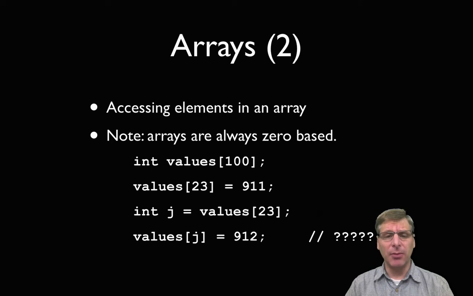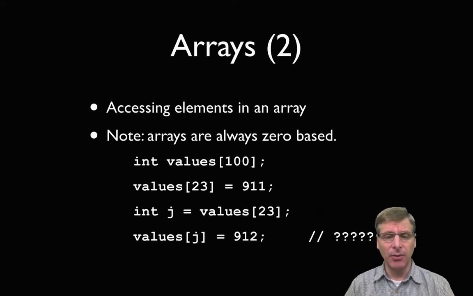In the first example, I'm showing I can use an individual subscripted element in the array in any location where I'd use any normal variable of that type. I've got the statement values sub 23, and that's normally how we'll read these things. Values sub 23 equals 911. What I'm doing is assigning the integer value 911 to the values sub 23 location in the array. I can also use the array element on the right side of the statement. In the next one, I have an integer j being assigned the value of values sub 23.